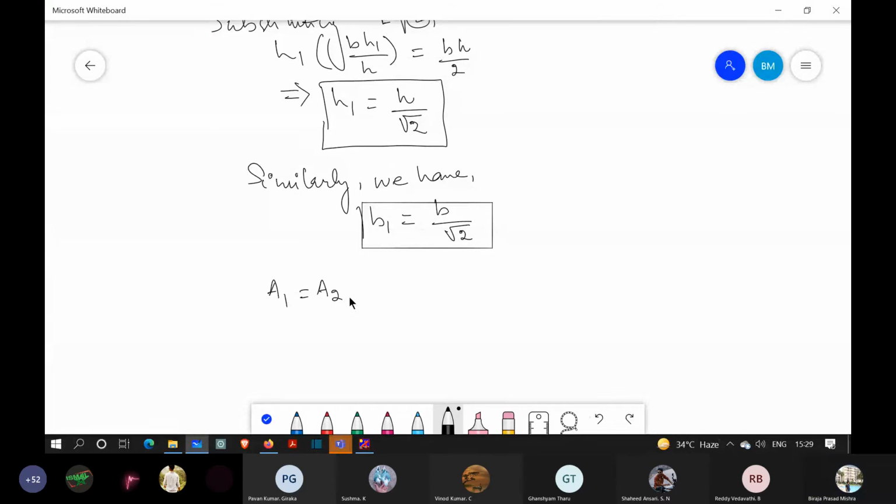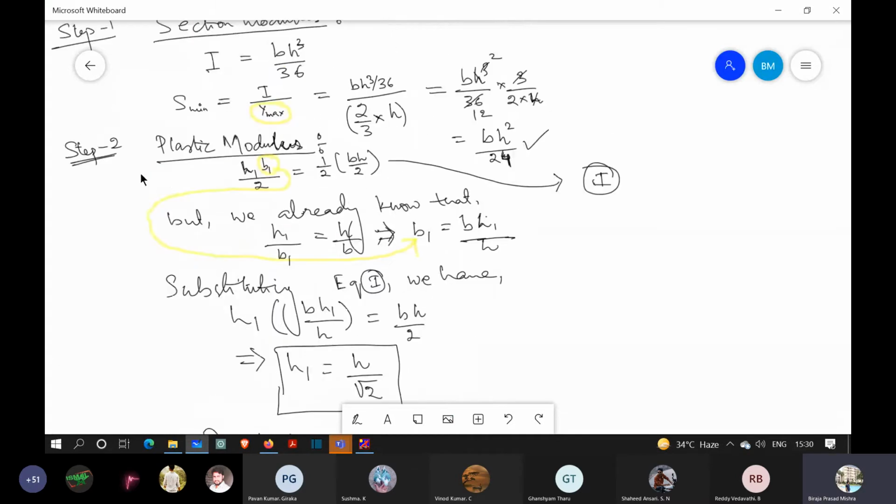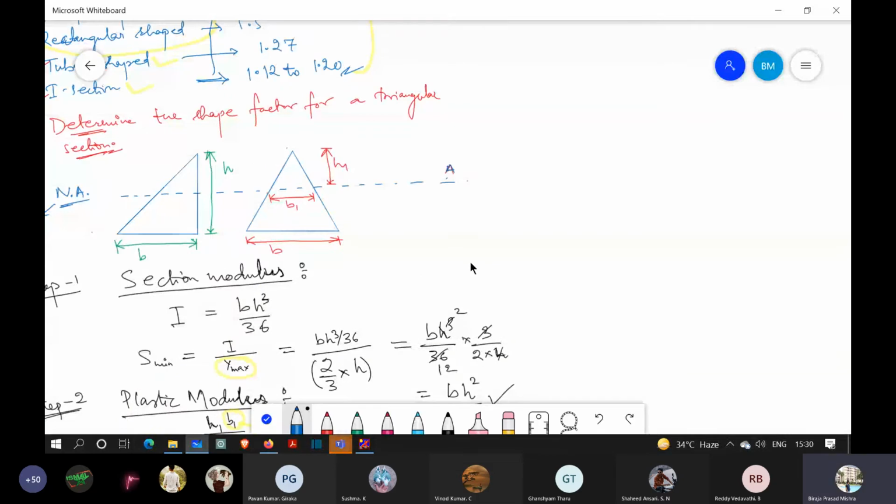Here, since this one is the neutral axis, the stress distribution, so here at this position and at this position, this value is, let us say, y1 and this value is y2.